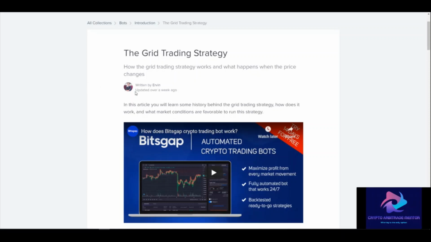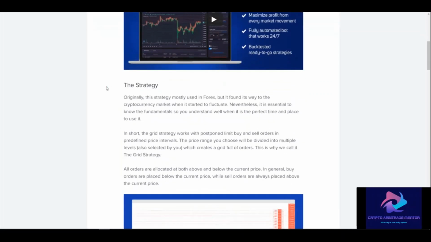So in this article, you will learn some story behind the grid trading strategy, how it works, and what market conditions are favorable to run this strategy. We're going to read this article with you, and I'm going to jump to my bot to see, with the example of the TRX or the XEM coin, the examples.